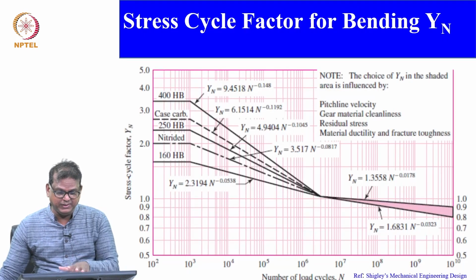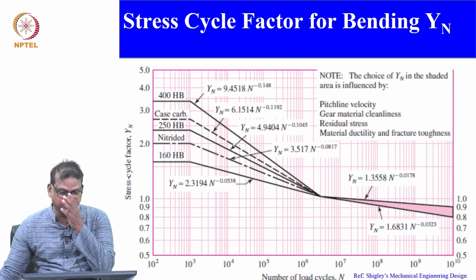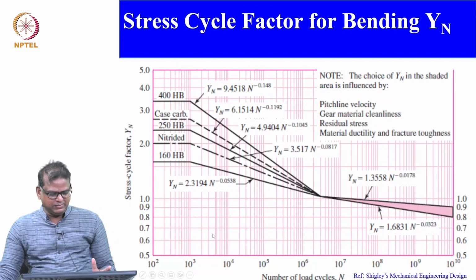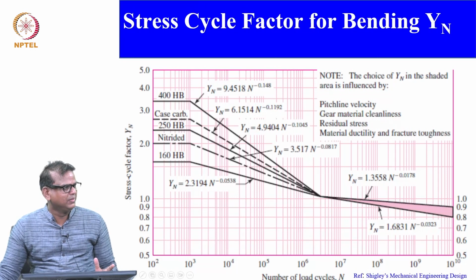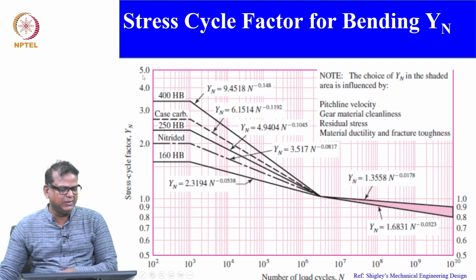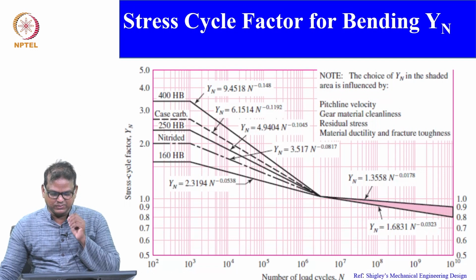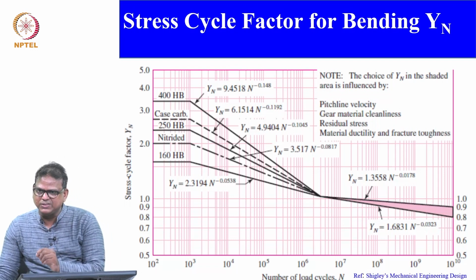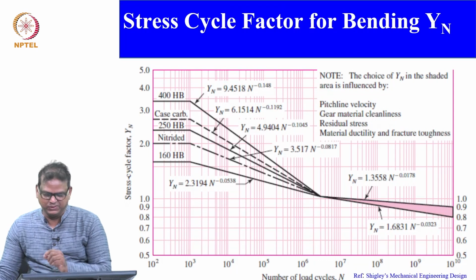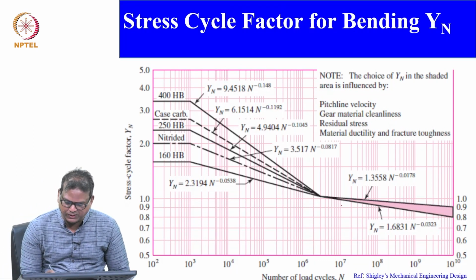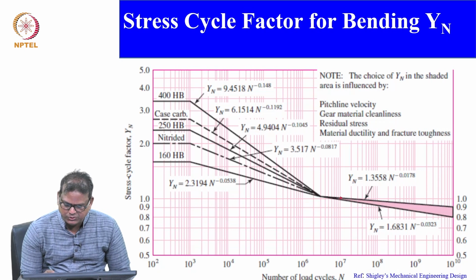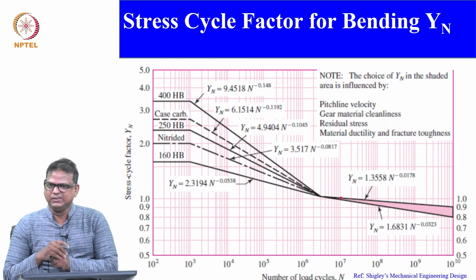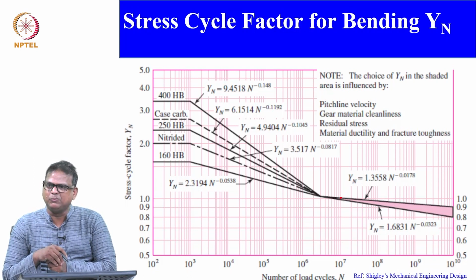Then of course these are for bending. I will do the same for pitting also. Yes, look at this. This is nothing but your S-N curve, right? Number of cycles on the x-axis and stress cycle factor on the y-axis. So I always said whenever you go for gears, you should go for a minimum of 10 million cycles. If this is the life you want to have, you should use that Y_N value. Of course, if we move this one, better to choose the upper curve, because that gives you more safety.